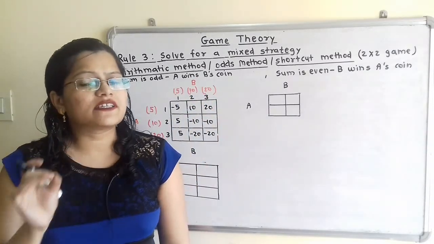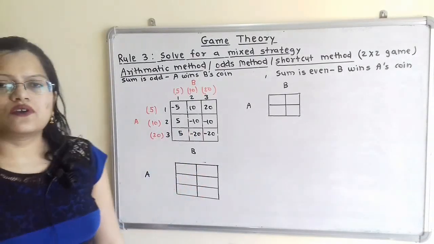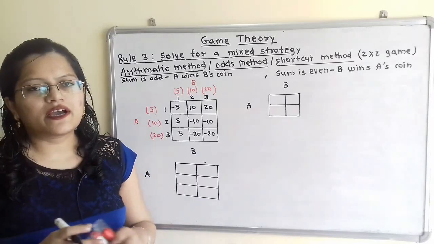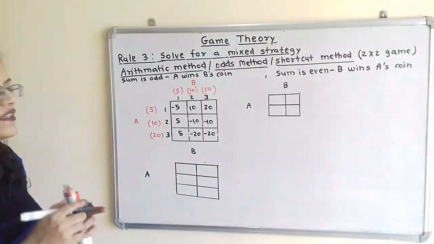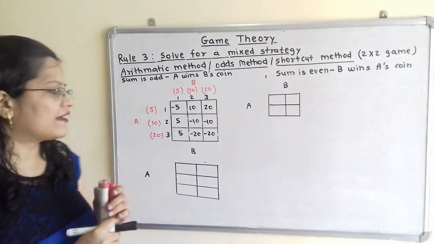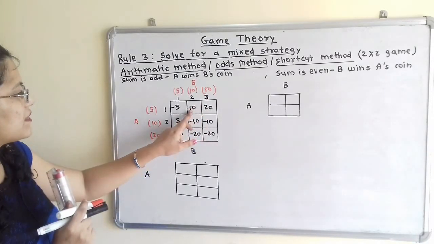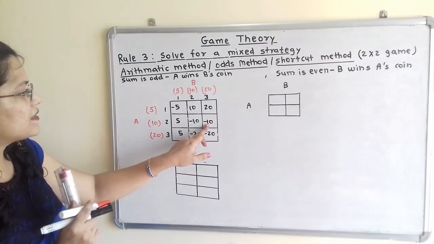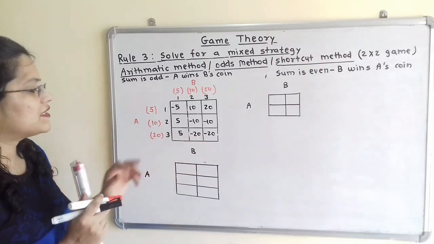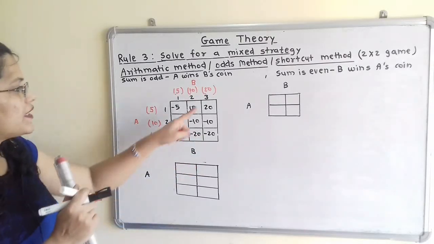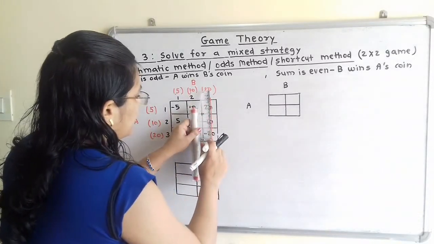For this matrix there is no saddle point, so we will reduce this matrix by using the dominance property. Here we will first find the dominated column. Each element in the dominated column should be greater than or equal to the other elements. Now if we observe, 20 is greater than 10 and minus 5. Minus 10 is equal to minus 10 and minus 20 is equal to minus 20. So this column 3 is the dominated column. So I will remove this.